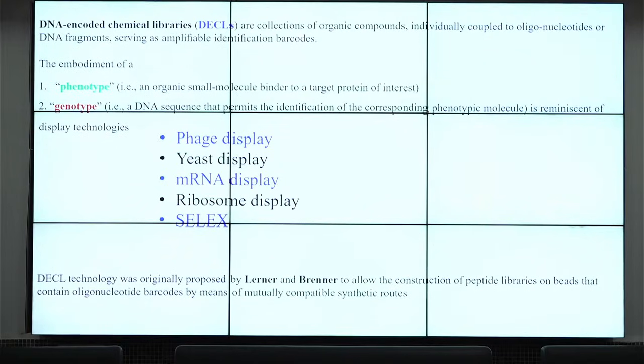Now it might be a genotype, a DNA sequence that permits the identification of the corresponding phenotype molecules. So DNA is actually coming from the genes, so the phenotype will be there with the small molecules, and that combination of the small molecules with the DNA will give that barcoding on the library. Accordingly, you can have phage display, yeast display, mRNA display, ribosome display, or SELEX. So this way the DCL technology was originally proposed by Lerner and Brenner, and allowed the construction of peptide libraries. So peptide synthesis is also a big task, the protein synthesis and all. I'll be talking about another aspect of it.